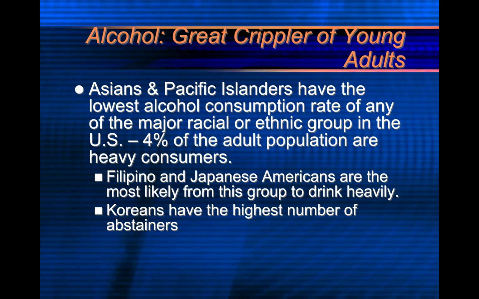Asians and Pacific Islanders have the lowest alcohol consumption rate of any of the major racial or ethnic groups in the United States. 4% of the adult population are heavy consumers. Filipino and Japanese Americans are the most likely from this group to drink heavily. And one of the reasons is because Filipinos and Japanese have had more contact with the Americans than other Asians. Koreans have the highest number of abstainers. Of course, we've only had contact with Korea for about 70 years. We've had contact with the Philippines and the Japanese for over 100 years.